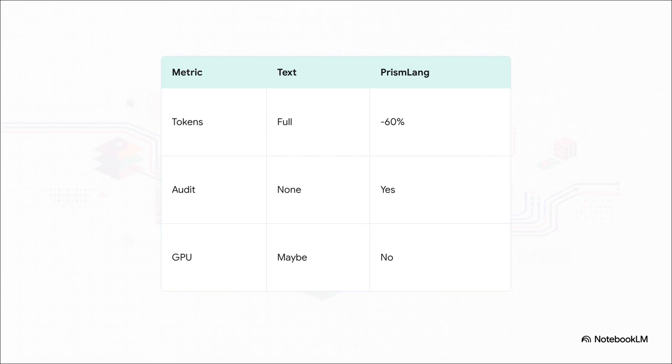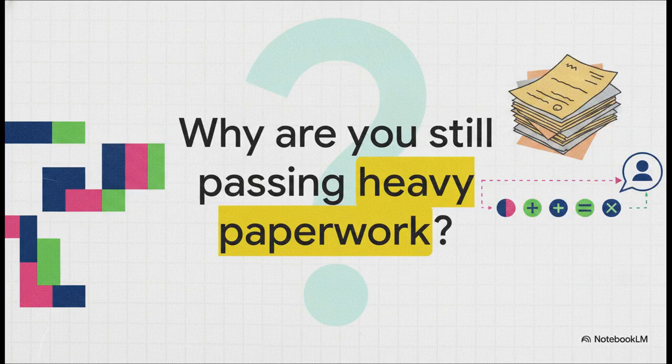And honestly, most impressively, text often requires extra LLM passes or GPUs for routing, while PrismLang handles it all deterministically right on the CPU. Replacing full paragraphs with math elegantly solves literally every pain point we talked about at the start of the explainer. So I'm going to leave you with this final provocative thought. If your agents must collaborate, why on earth are you still making them pass heavy paperwork?